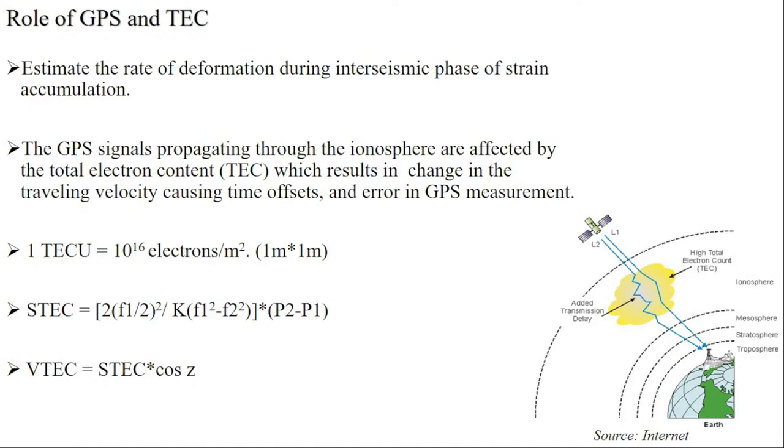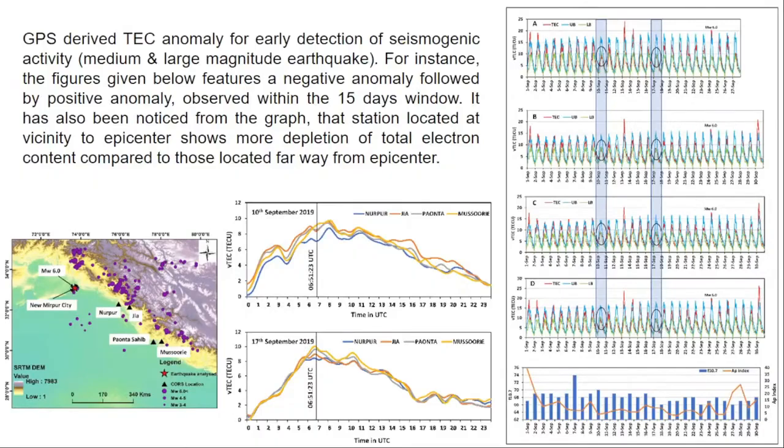So there is a formula, and with the help of that formula we get the anomaly. So this is the anomaly map. This is the upper bound and lower bound. Green is showing the lower bound and blue is showing the upper bound, and red is showing the TEC.